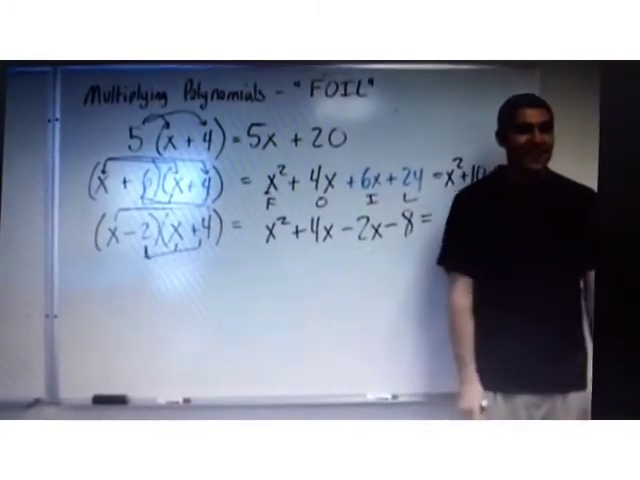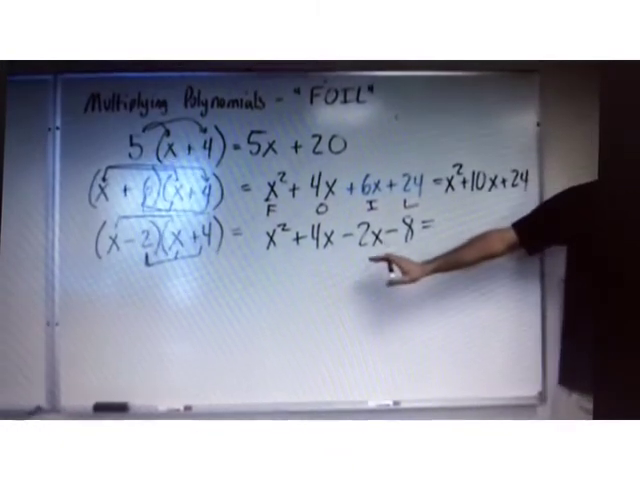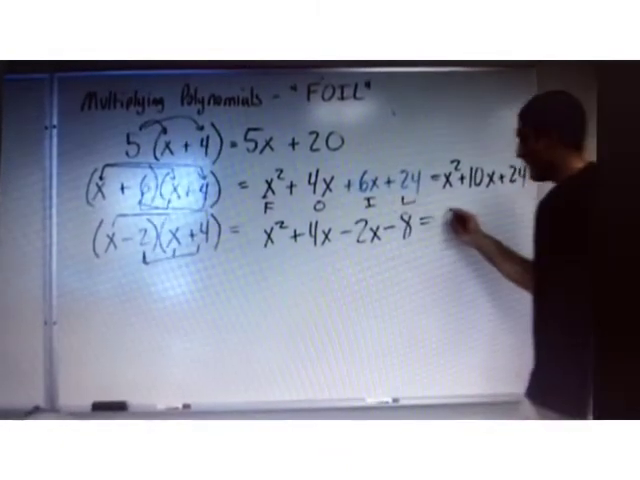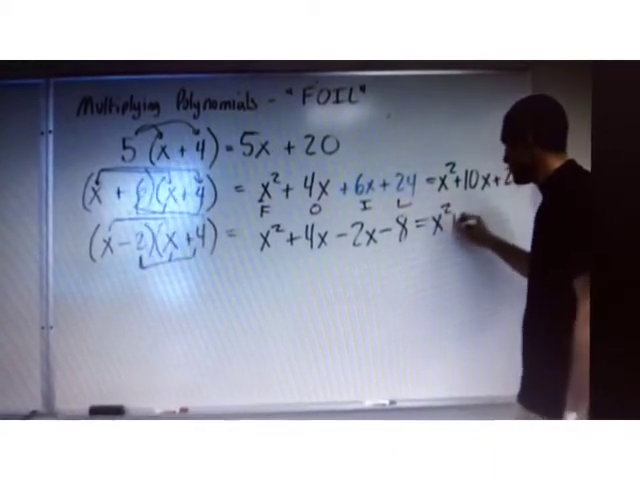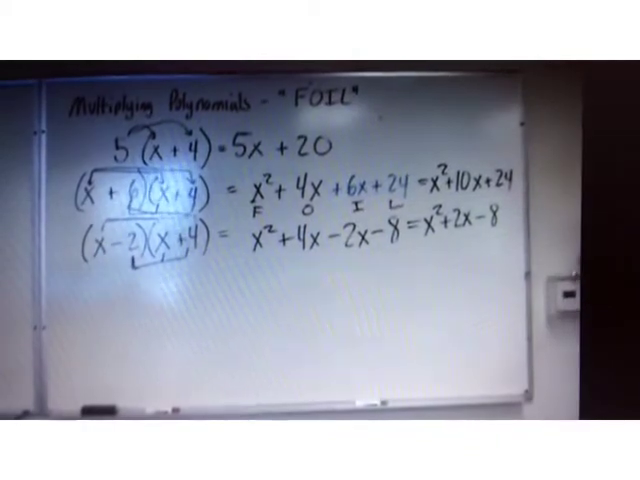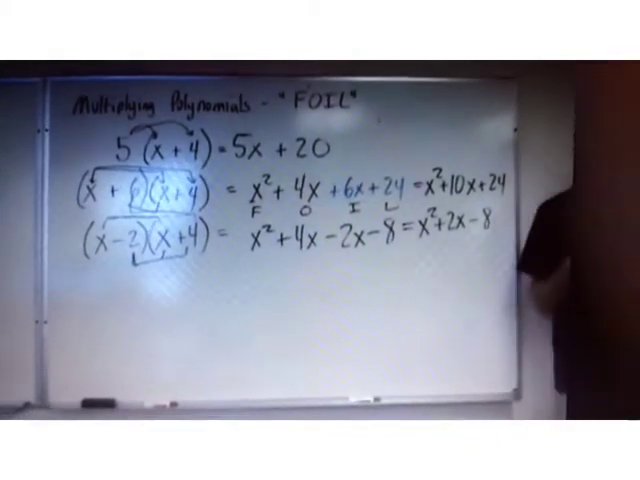Catch on fast. Okay. So the last step is to simplify the middle two terms. And what are they? X squared plus 2x minus 8. That's all it is.